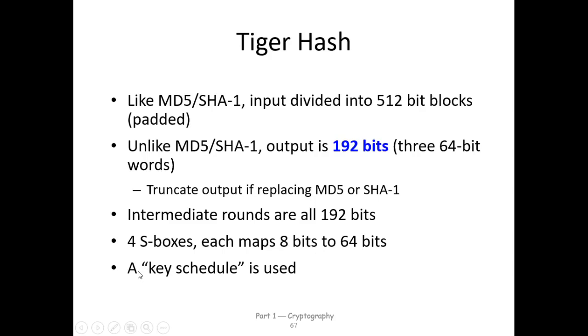And along with that, a very important one, the key schedule is used. So key will be used in almost each round. That detailed block diagram will be there, so I'll discuss it in the upcoming slide. So this is what the Tiger hash is. Intermediate rounds are all 192 bits, 4 S-boxes, each mapping 8 bits to 64 bits. A key schedule is used for each round.